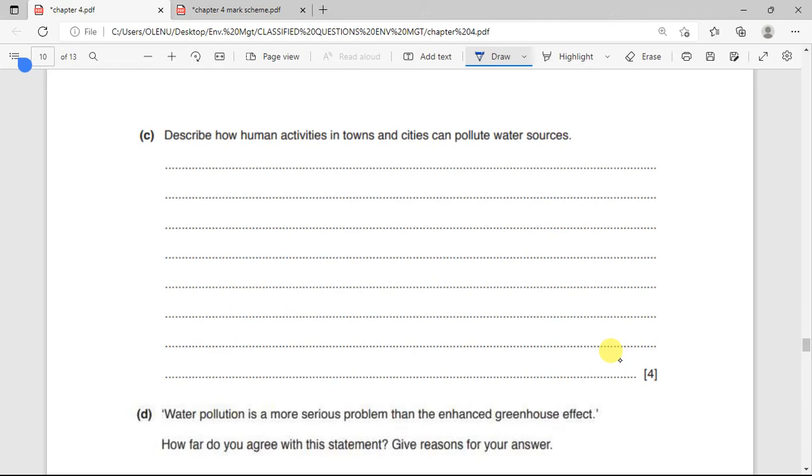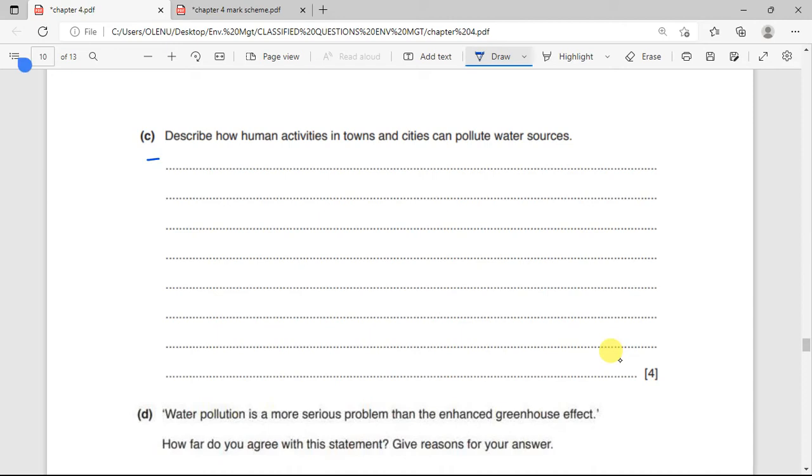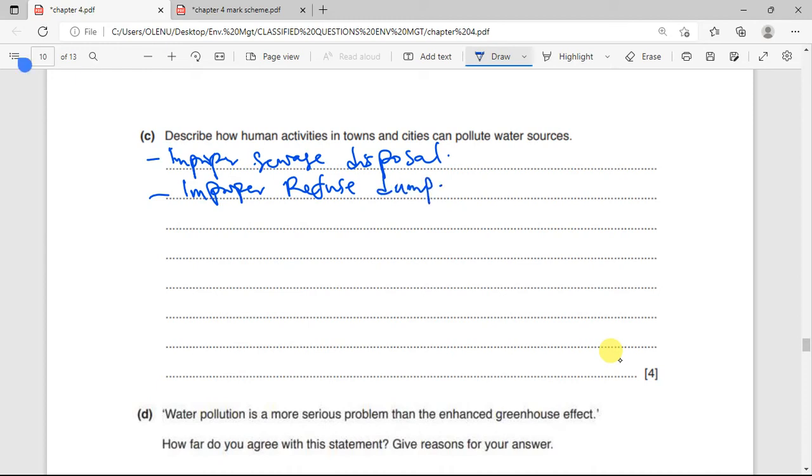Now they say describe how human activities in towns and cities can pollute water. First, in towns and cities you can have improper sewage disposal. When you have improper refuse dump, all this can be washed into water.